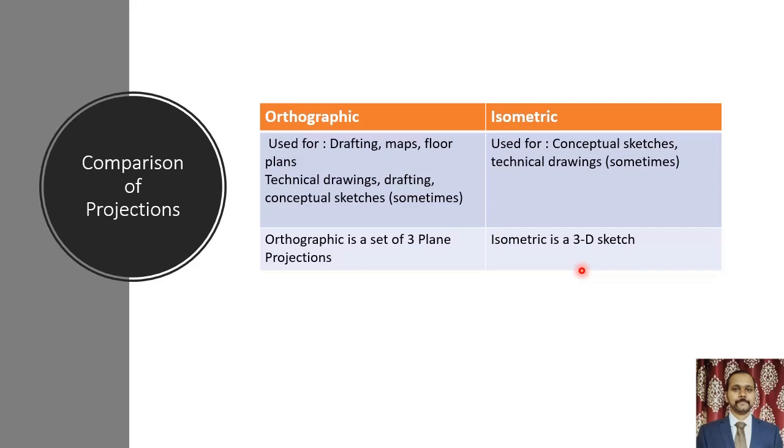Okay, so whenever you come across any drawing, any design kind of thing, these two views play a very important role, that is orthographic and isometric. Okay, so you need to understand, we need to differentiate between these two views of projection, that is orthographic views and isometric views. Okay, so this is about the comparison between this orthographic and isometric.